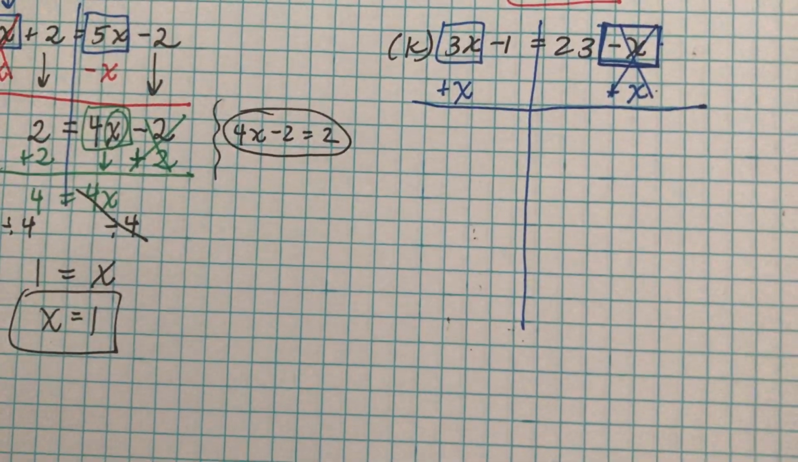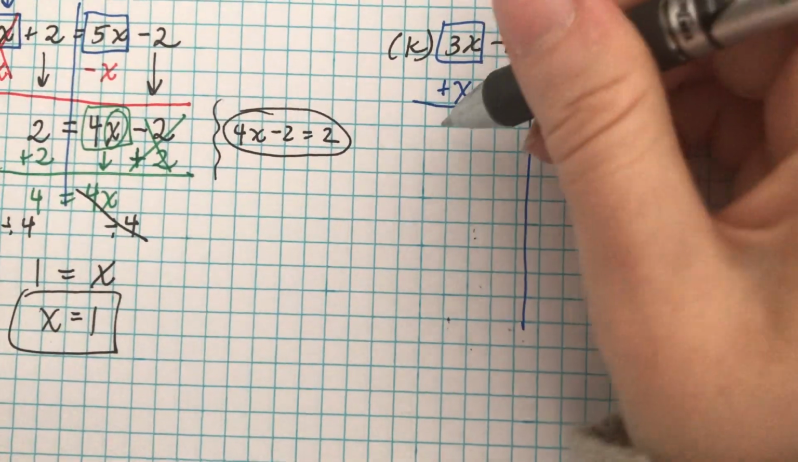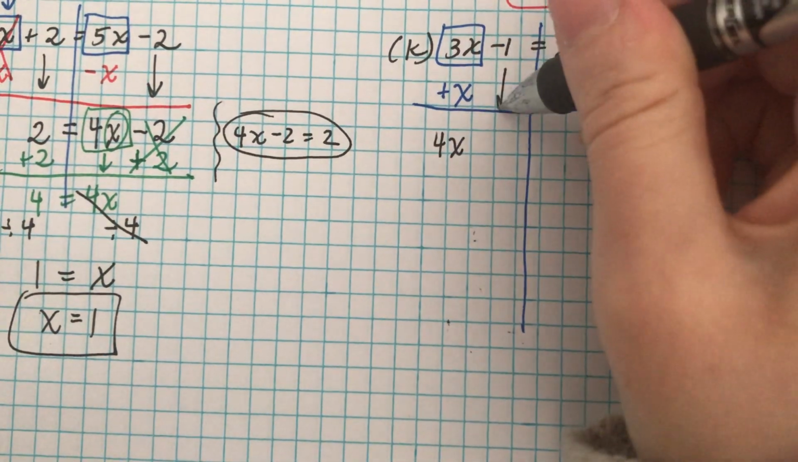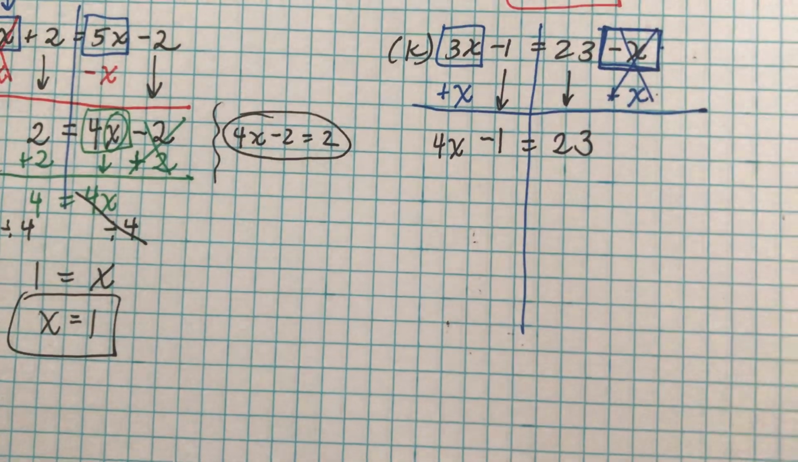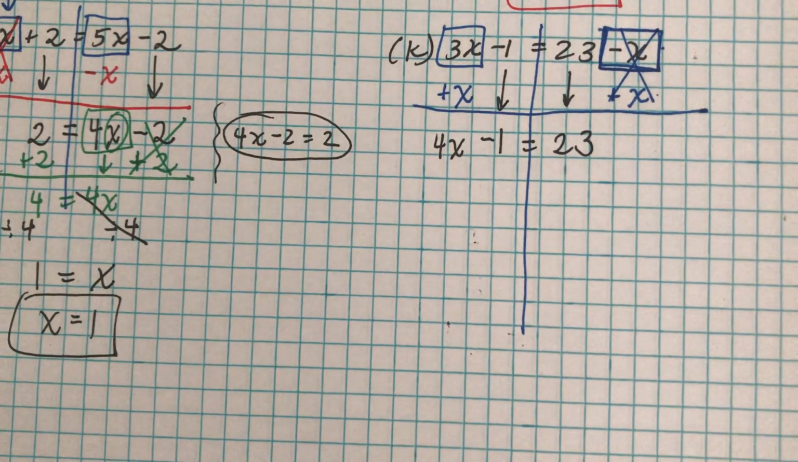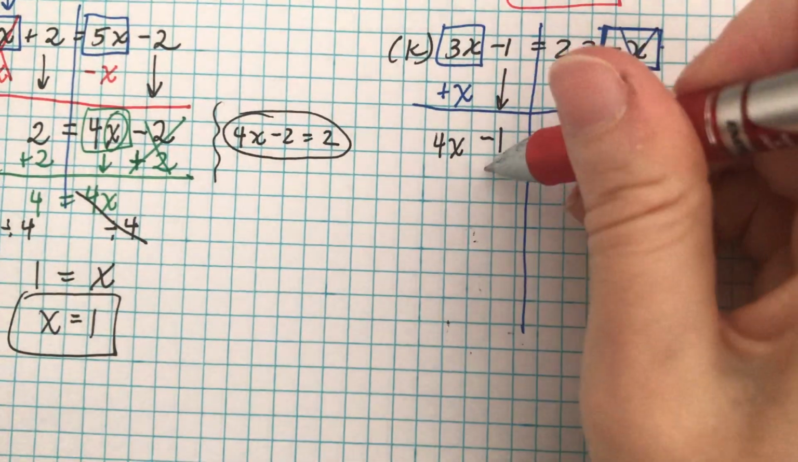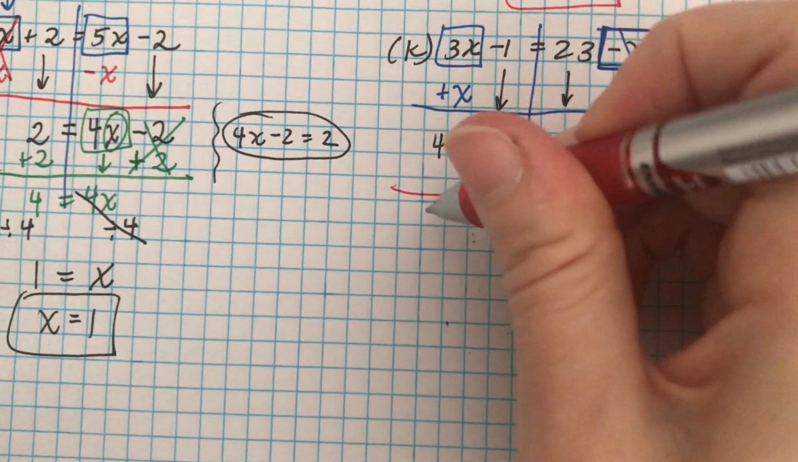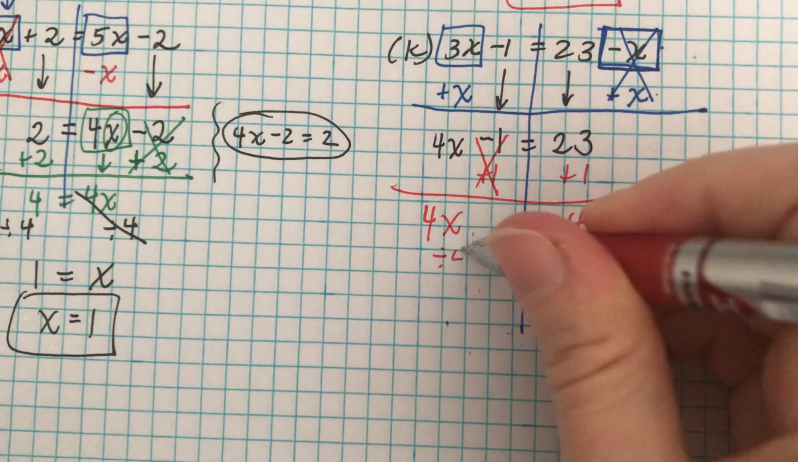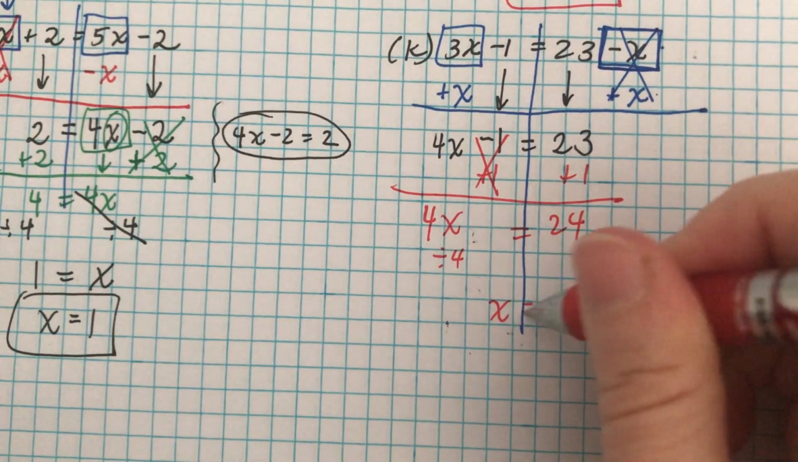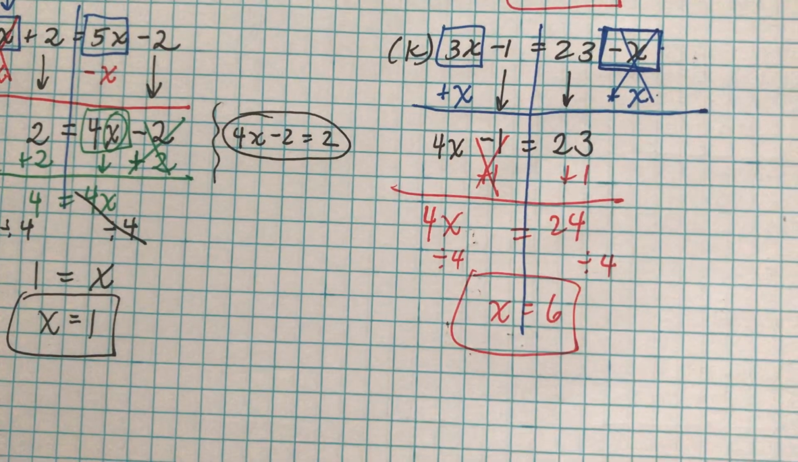And since I've added x to the right-hand side, I also need to add x to the left-hand side. So now I have 3x plus x is 4x. Bring down this minus 1, and then set that equal to 23. Okay, and now we have something that we're hopefully comfortable with again. Okay, we just add 1 to both sides. This goes away, equals 24, and then divide by 4. So x equals 6, and that is all there is to it, okay?